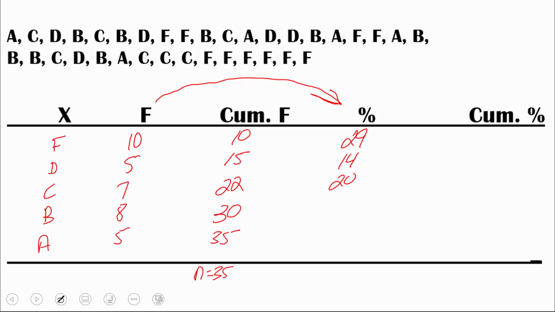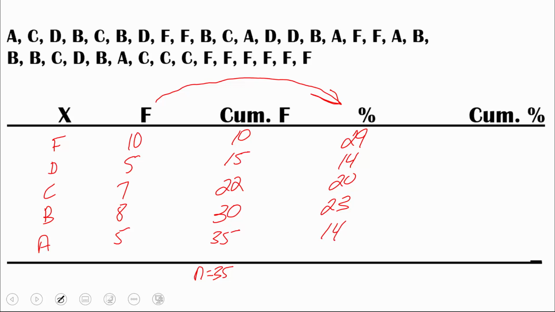Now we have 8 students who scored a B. That's 8 divided by 35. That equals 0.228. We're going to call that 23%. And then finally, 5 people earned an A. We already computed that at the D level, so we know that that's 14%.